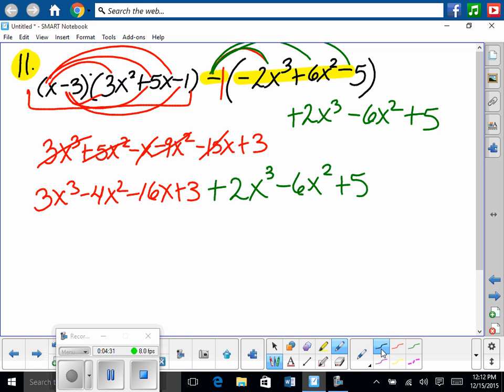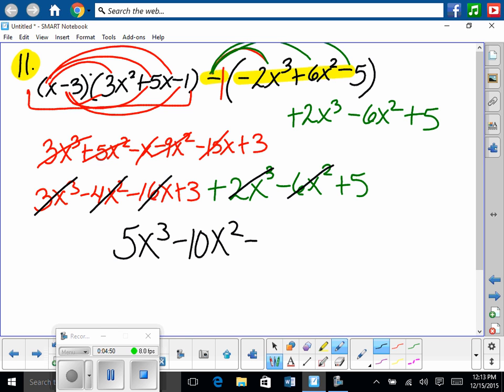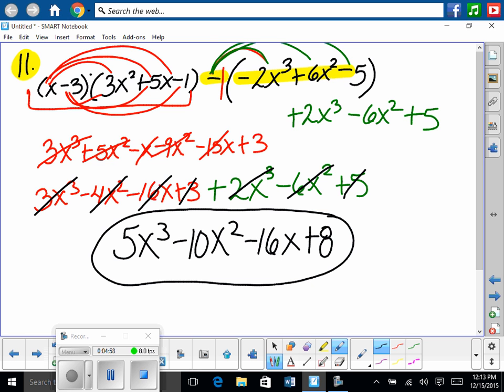And then we'll combine like terms. So highest degree, we have 3x cubed plus 2x cubed, which is 5x cubed. We have negative 4x squared minus 6x squared, which is minus 10x squared. Then we have negative 16x, nothing else there. And then we have positive 3 plus positive 5, which is positive 8. So that would be our final answer for this one.